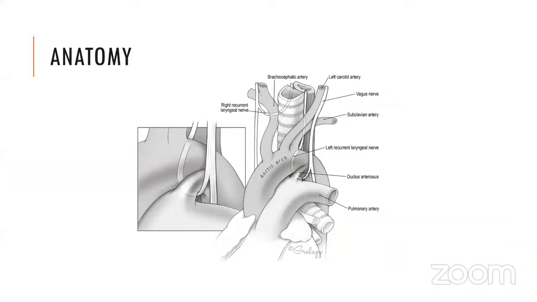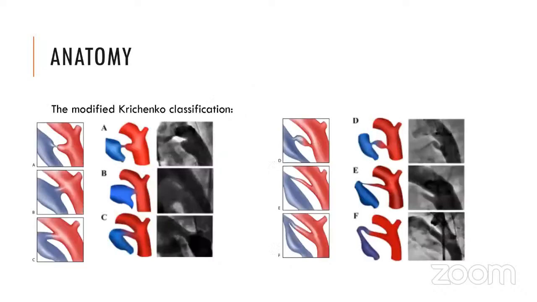Now, this illustration is showing the relation of the ductus to surrounding structures. So just posterior to the ductus, we can find the left main bronchus, and anterior to the ductus, it's crossed by the vagus nerve, which gives off the left recurrent laryngeal nerve, which is an important structure, especially when considering ligation.